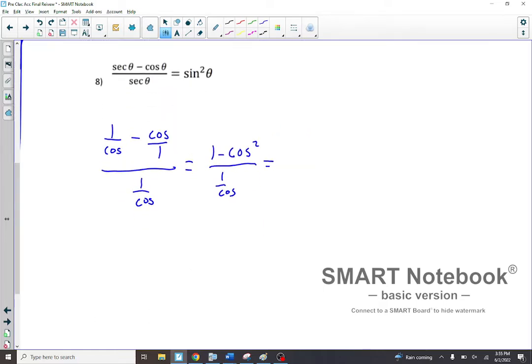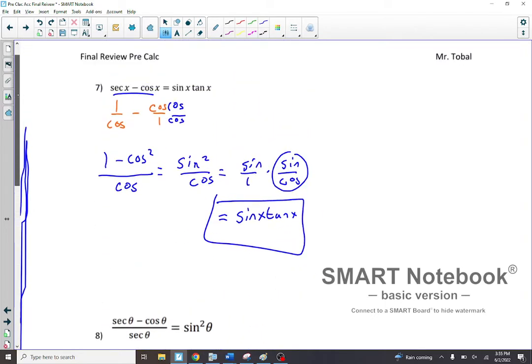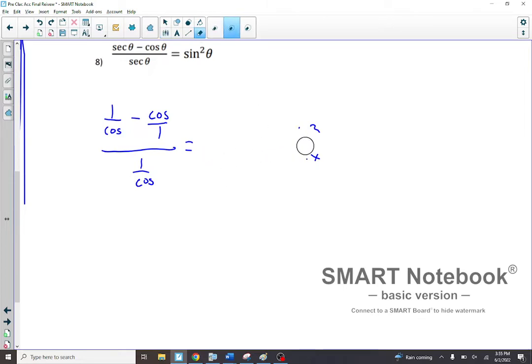Okay, 1 over cos squared is sine squared over 1 over cos. I'll just rewrite it as a secant, I guess. What can I do from here? I get stuck. Did I make a mistake? Wait, secant minus cos is definitely 1 over cos minus cos over 1, so it's 1 minus cos. Oh, my fault. I didn't even read my old work correctly.